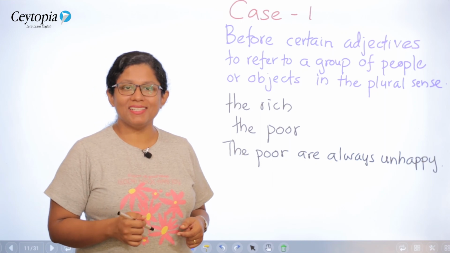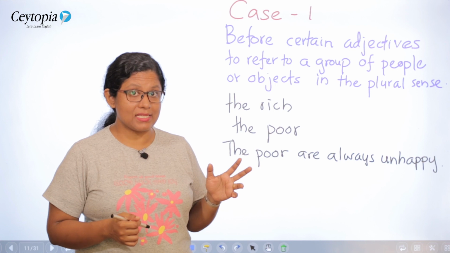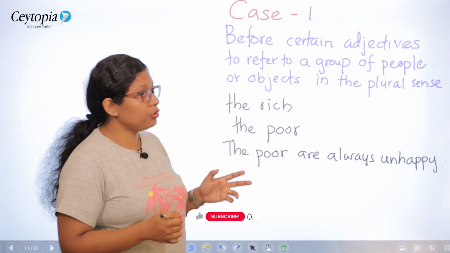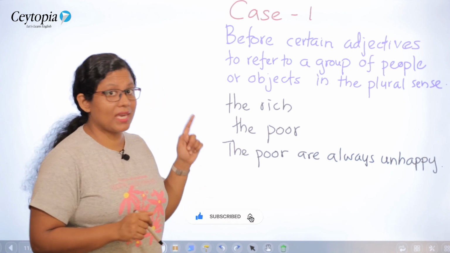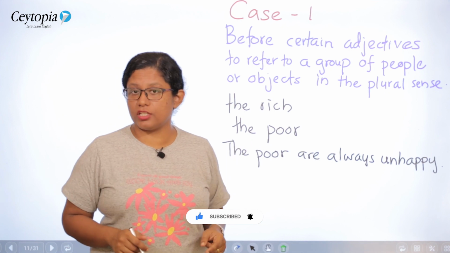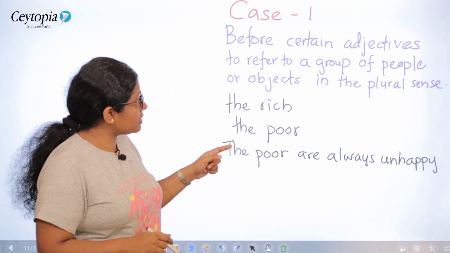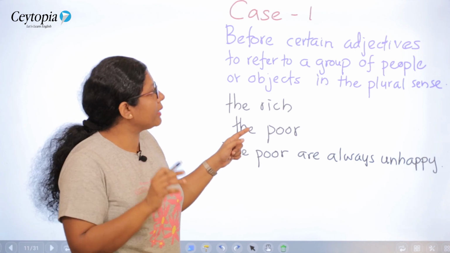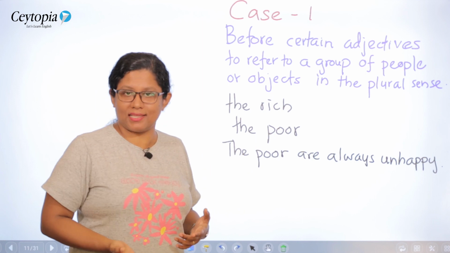Hello everyone. Today we are going to learn 15 advanced cases about how to use "the" in our sentences. So let's start off with case 1. We use "the" before adjectives. What kind of adjectives? Adjectives that refer to a group of people or a group of objects in the plural sense.